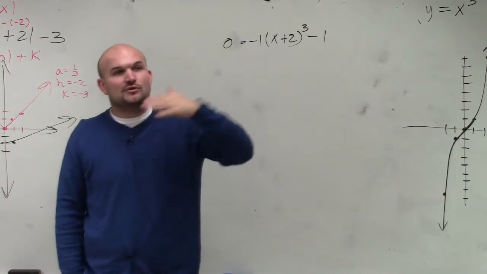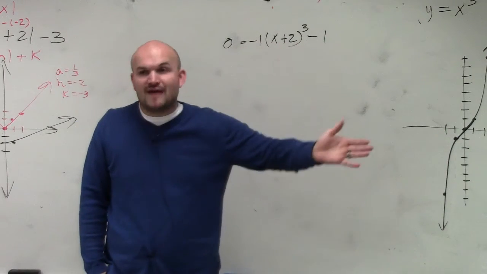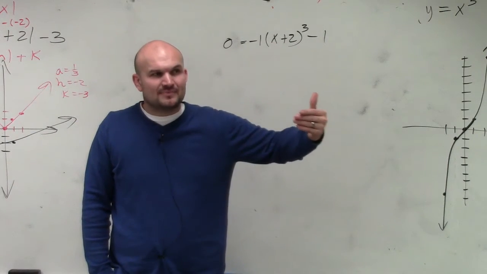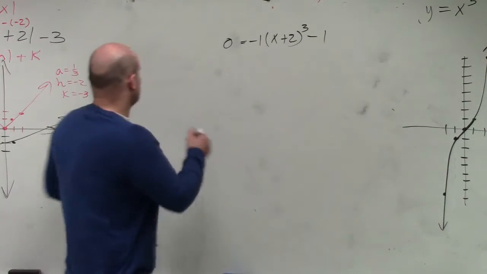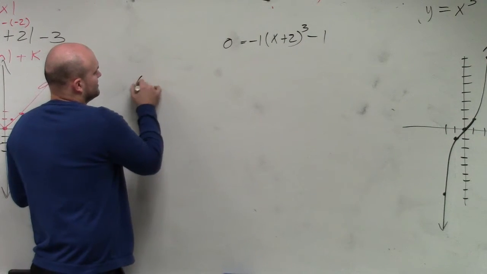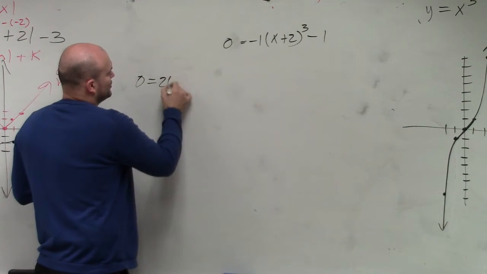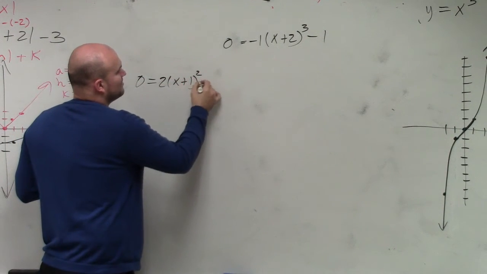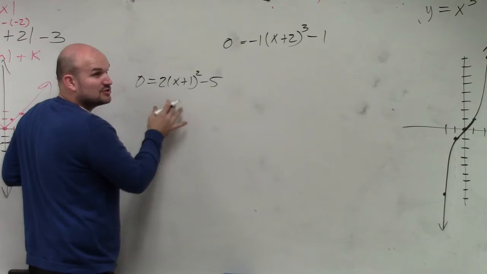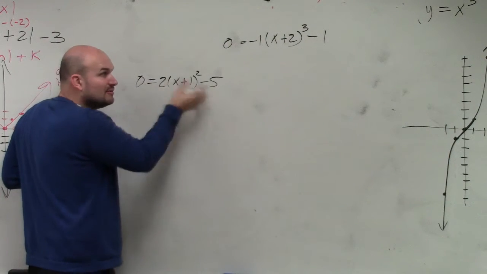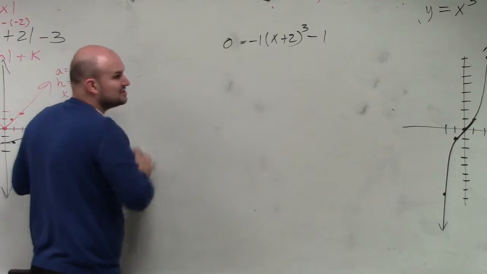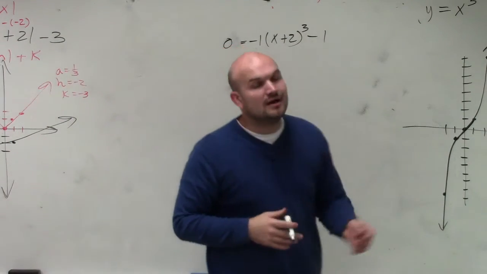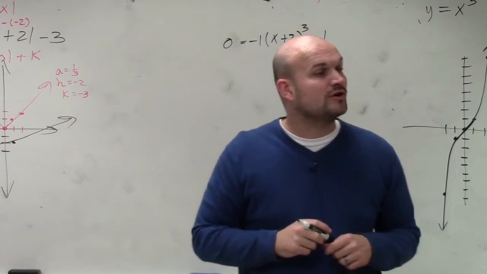So rather than have to go through multiplying this out and factoring it or doing anything like that, I can just use inverse operations. Just like if we did problems like 0 equals 2 times (x plus 1) squared minus 5. Remember we completed the square and we got something like this? And we solved. Same thing. You're just going to use inverse operations, but you have to go back and remember your Algebra 1 and use reverse order of operations.